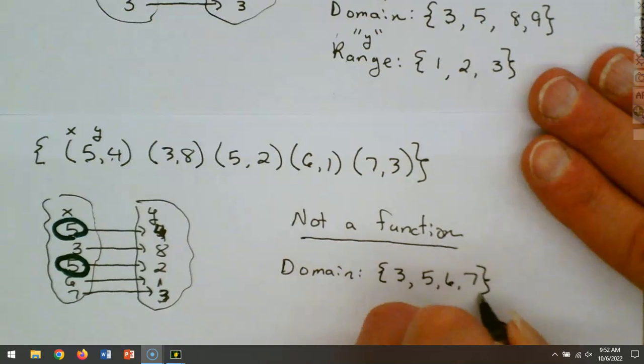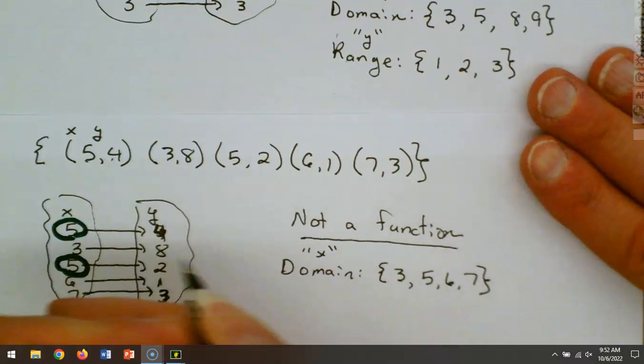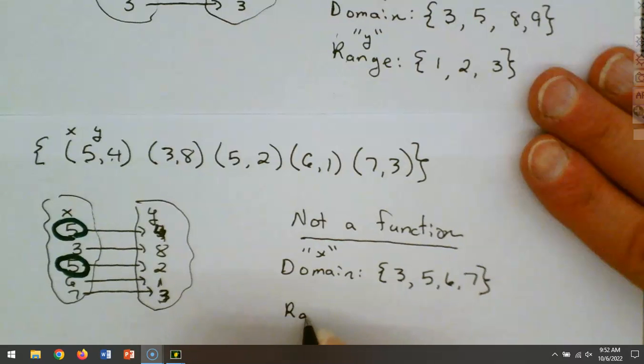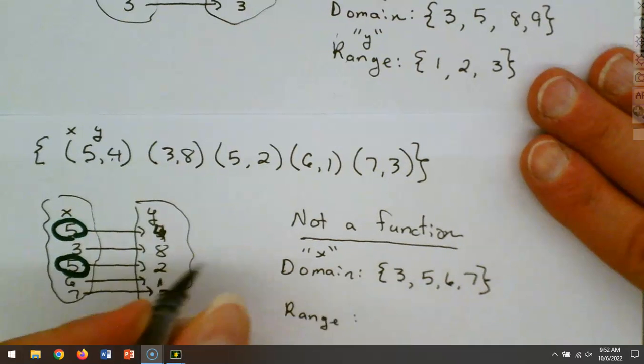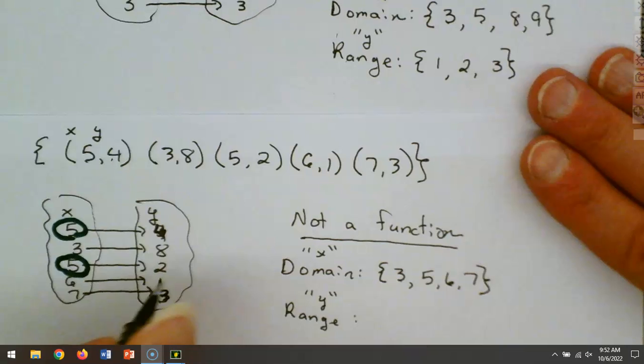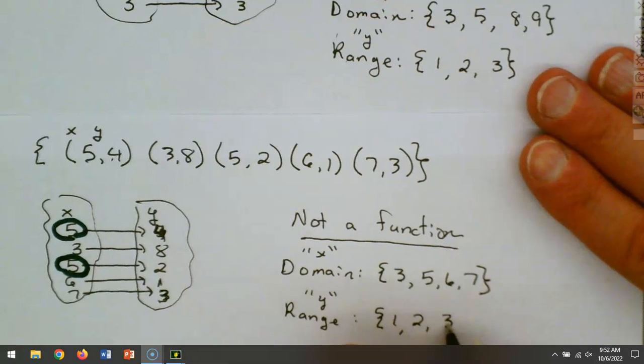And remember, domain goes with the x. Range goes with the y. And our range would be 1, 2, 3, 4, and 8.